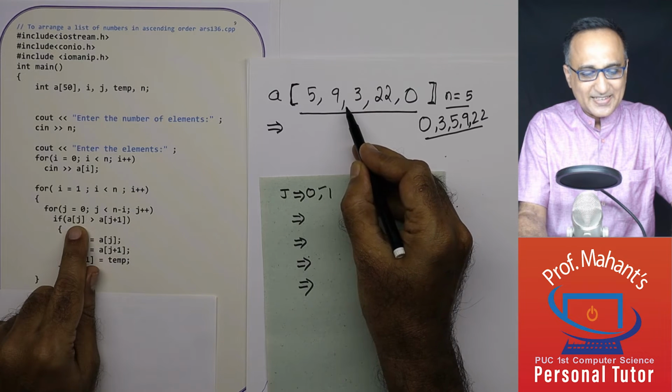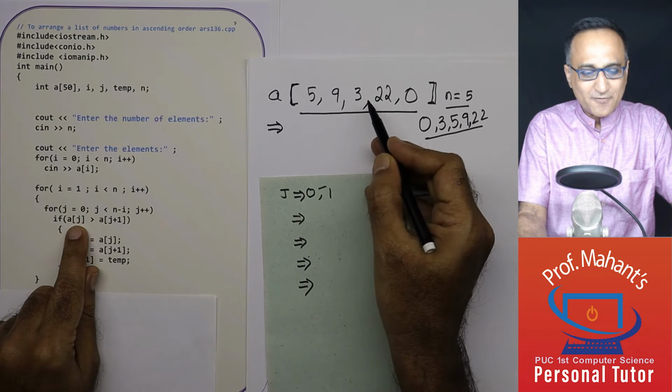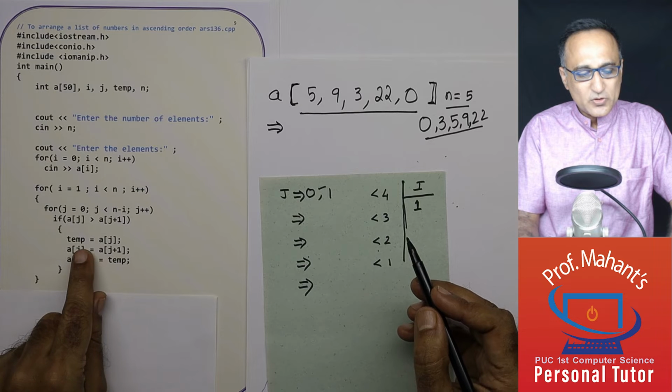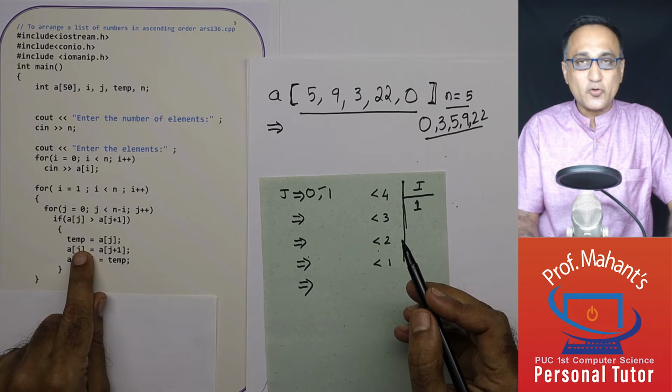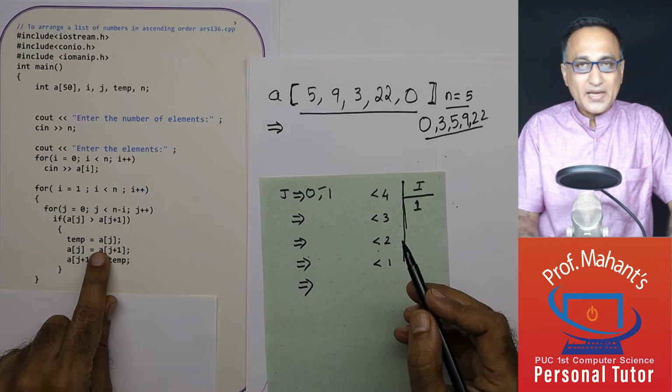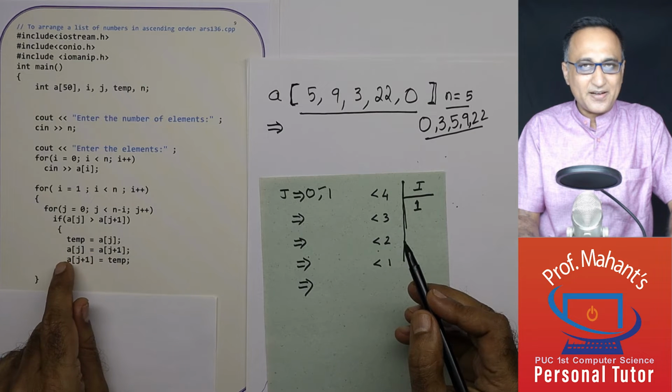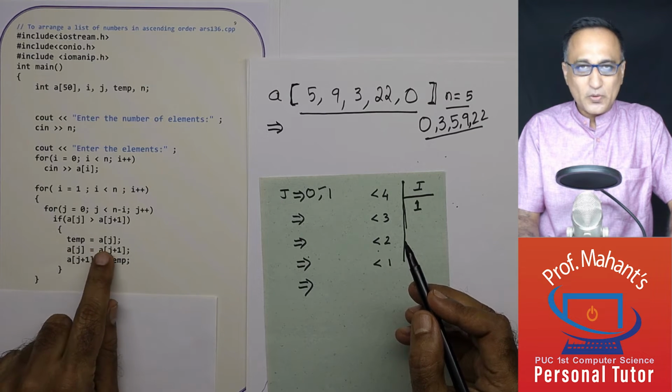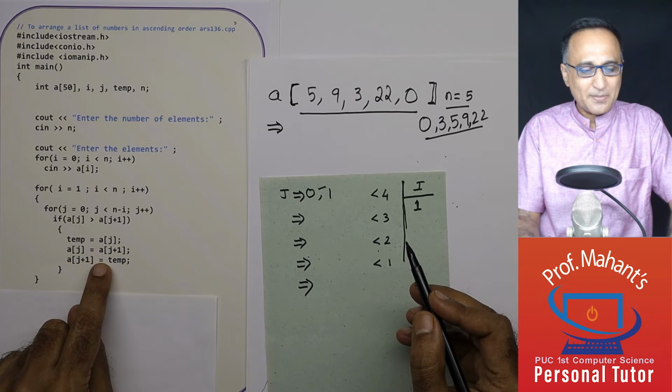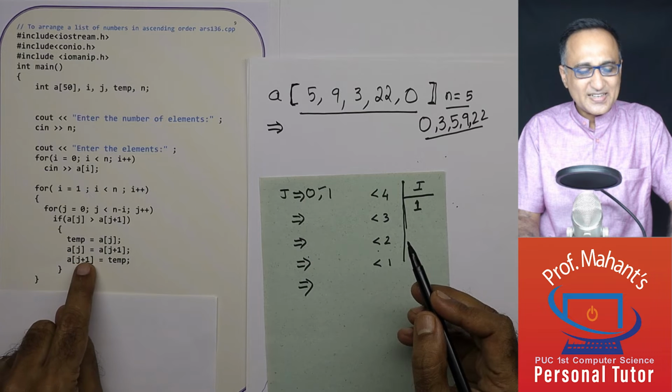Yes, this is greater. So here I am going to exchange the position of 9 and 3. It is done using the simple logic where I showed you: temp is assigned the value of A, A is assigned the value of B, and finally B is assigned the value of temp. So we are exchanging these contents like that.